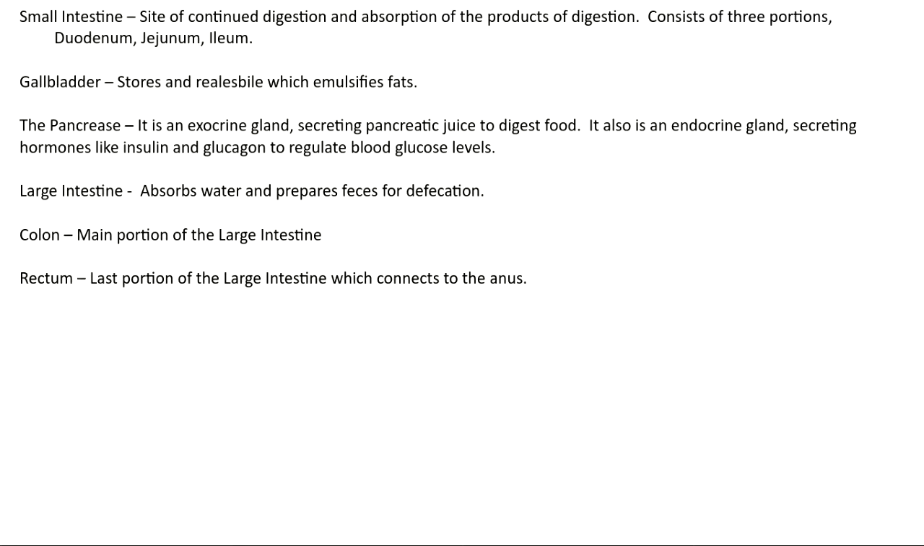Then you have the small intestine. Okay, the small intestine, which is the site of continued digestion. So you don't just digest in the stomach, you also digest food in your small intestine, and you begin the absorption of the products of digestion. So the small intestine is highly vascularized, has a lot of blood vessels attached to the walls of the small intestine. That's so that your blood system can start absorbing the products of digestion.